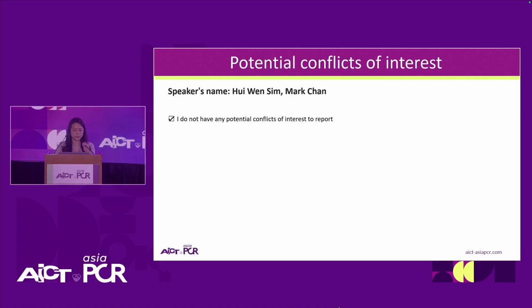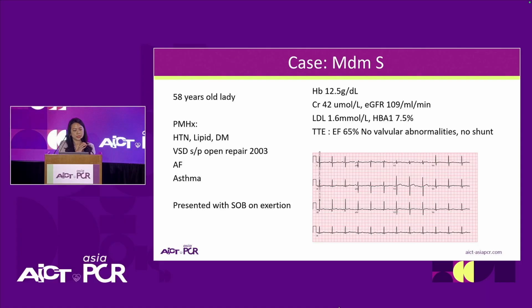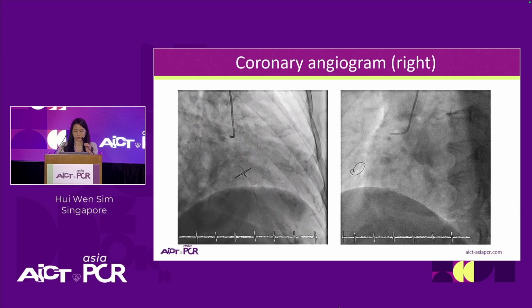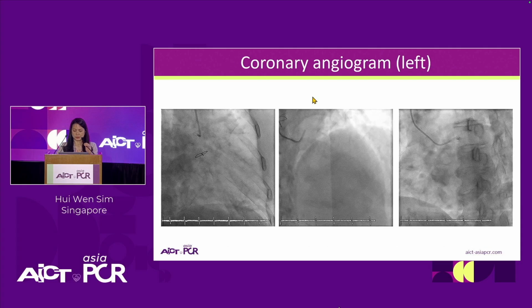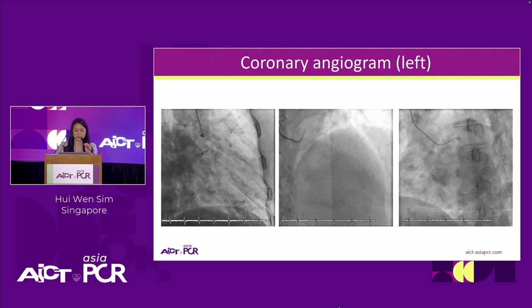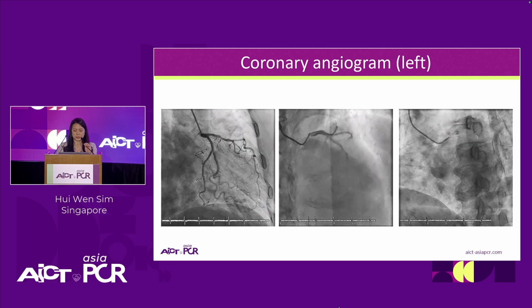Okay, so I'm just going to give a quick background of the patient. We have no conflict of interest. This is a 58-year-old lady. She has a background of hypertension, hyperlipidemia, and diabetes. She had a VSD with open repair done before, AF and asthma. She presented to us with shortness of breath on exertion. Her hemoglobin and renal function are all unremarkable. Echo showed normal ejection fraction. ECG was okay. And this was the angiogram on the left side.